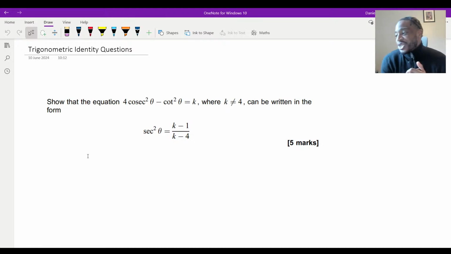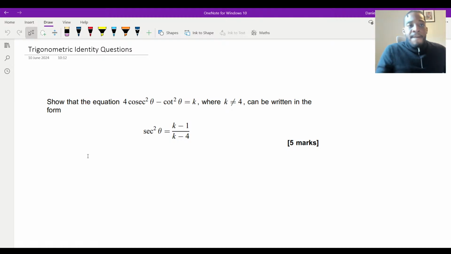It says show that the equation 4 cosec squared theta minus cot squared theta equals k, where k is never 4, can be written in the form of sec squared theta is equal to k minus 1 over k minus 4. Now, remember, when I'm doing trig identities, what I always do is say, well, what have I got given to me in terms of identities and what do I need to get to?